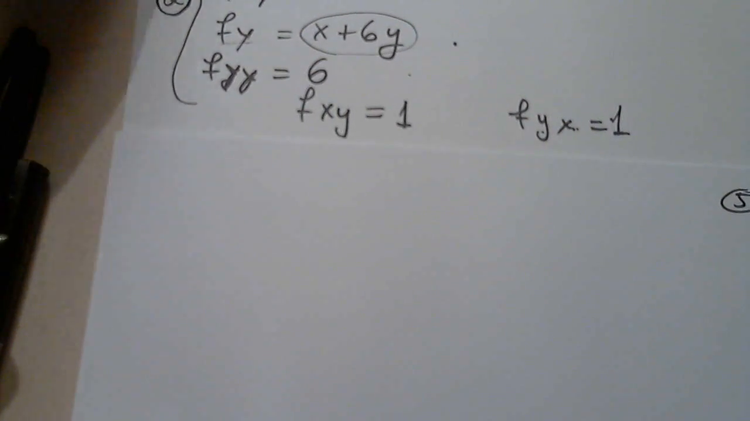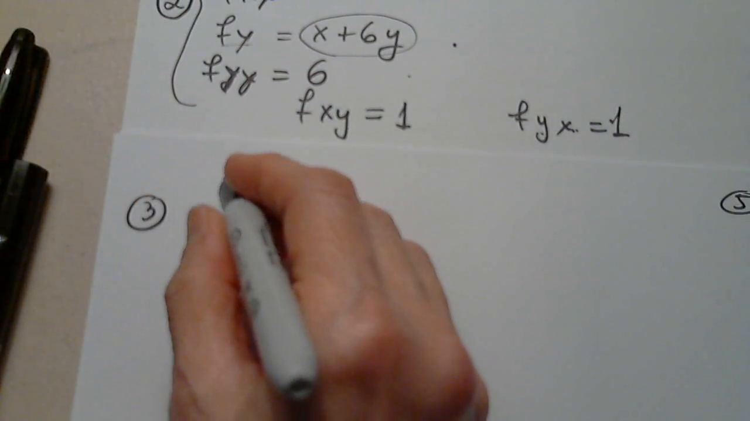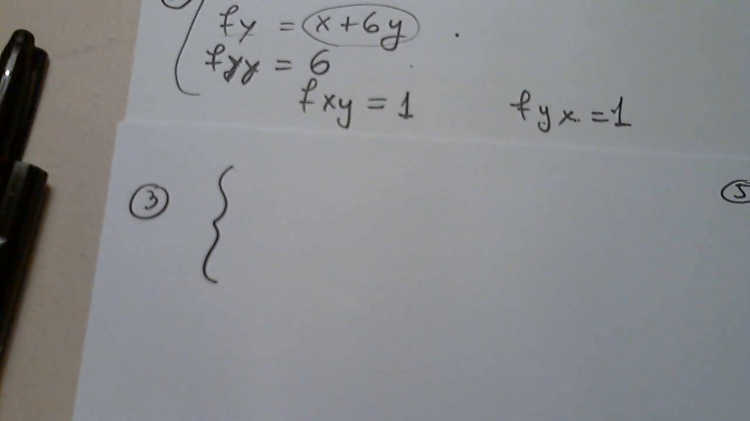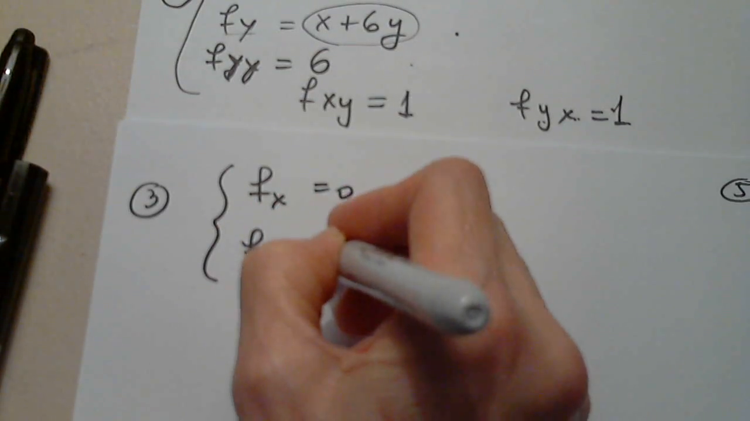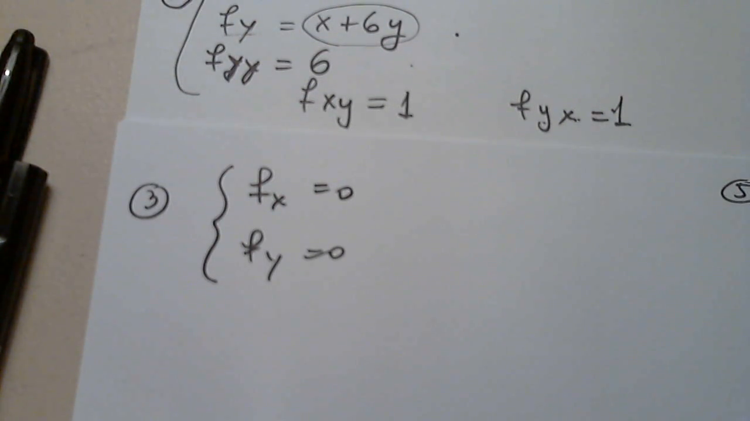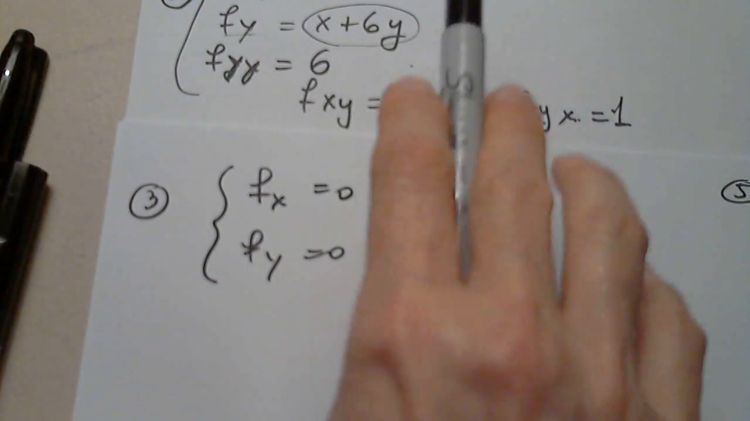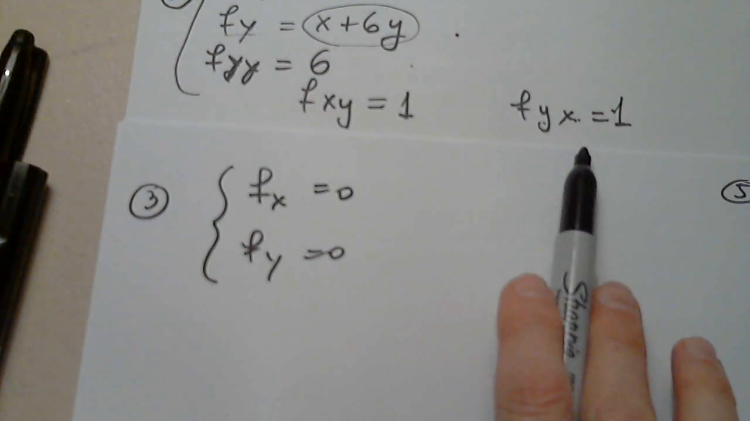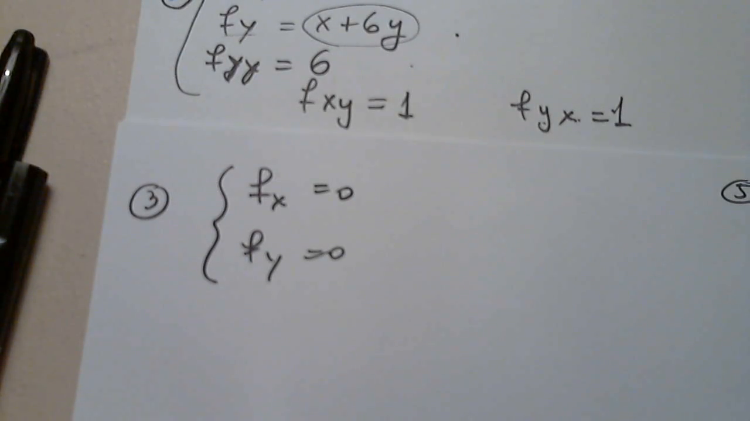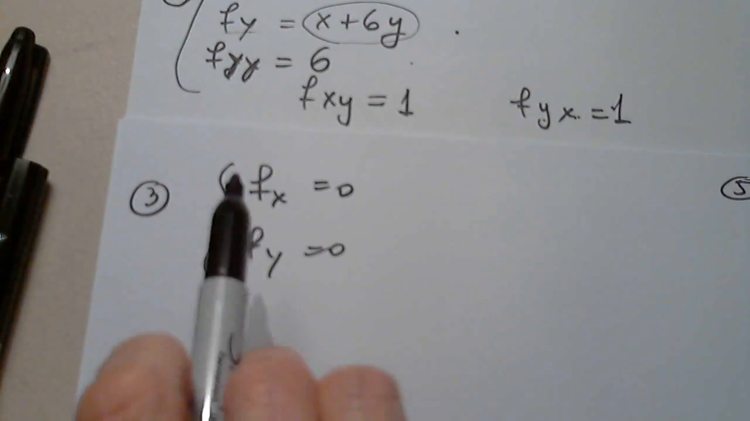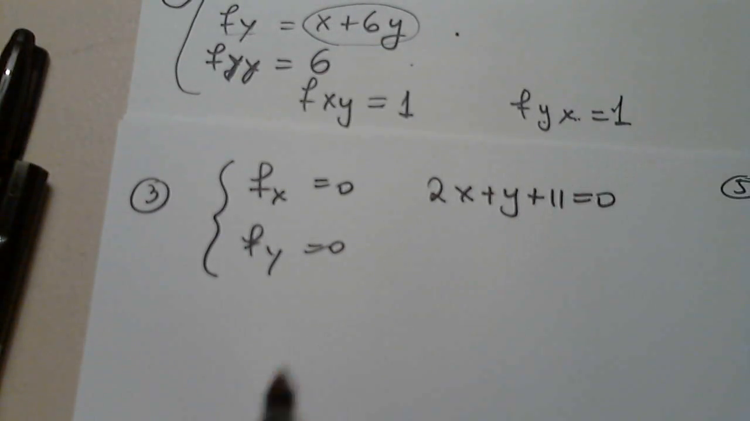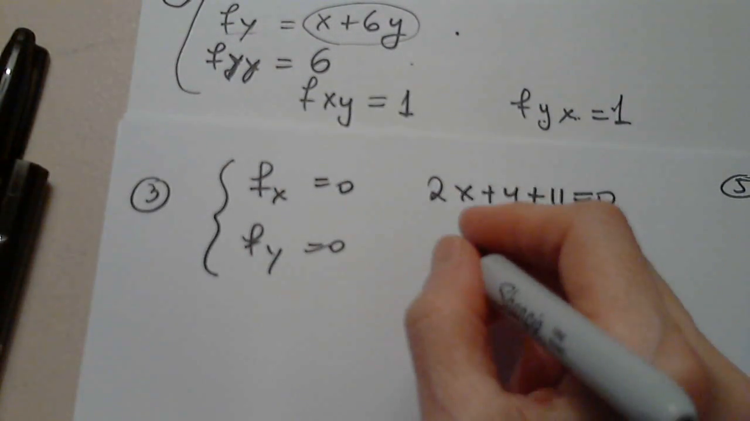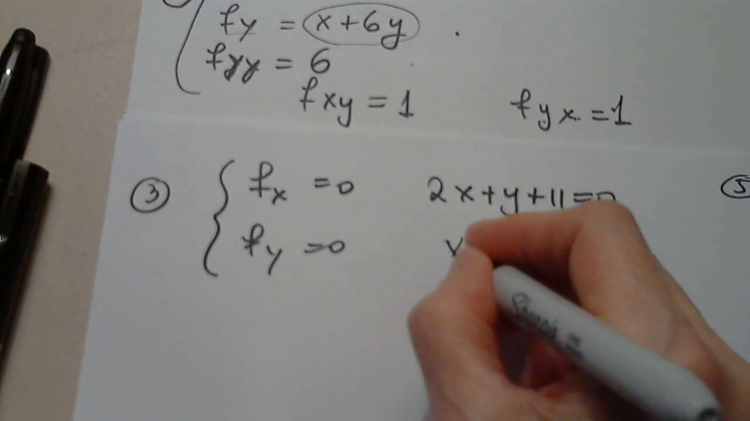Okay, here's our next step. In step number 3, we will determine or we'll set a system, fx equals 0 and fy equals 0. I'll explain in a minute what I'm doing. First step, we have the function. Step 2, we determine all 6 derivatives. In step 3, we create a system of 2 equations. I go back. Where is fx? Okay, fx is 2x plus y plus 11 equals 0. I go back and look at fy. Fy is x plus 6y equals 0.